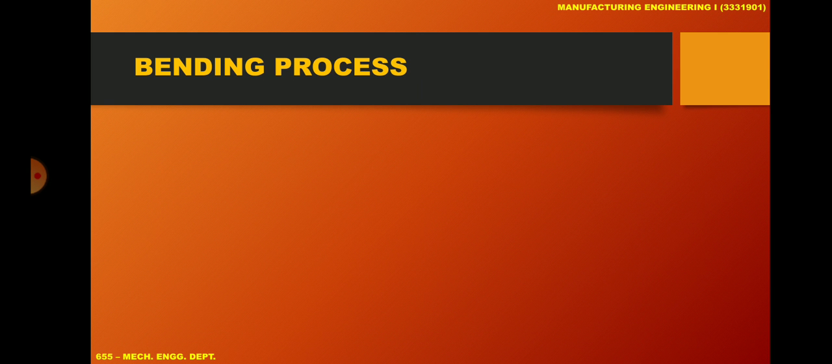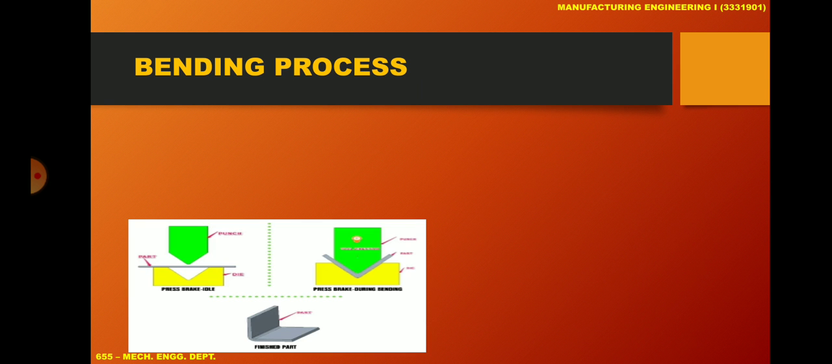The next forming process is the bending process. We all know about bending. To bend any metal or plastic at a certain angle is known as the bending process. It can be applied with both ends fixed or at one end fixed, as shown in the figure.